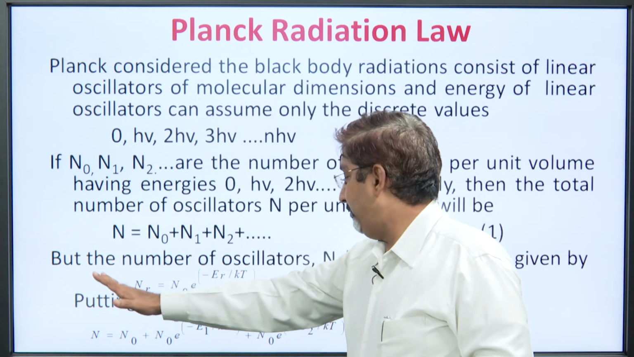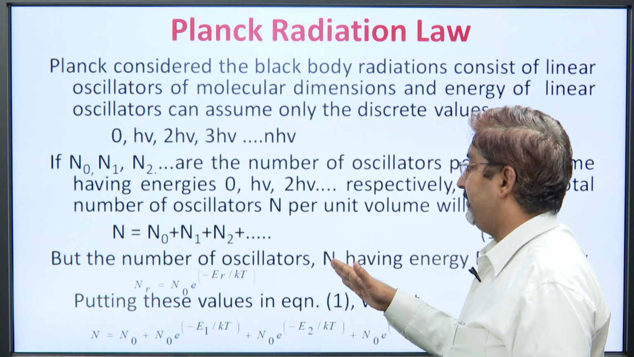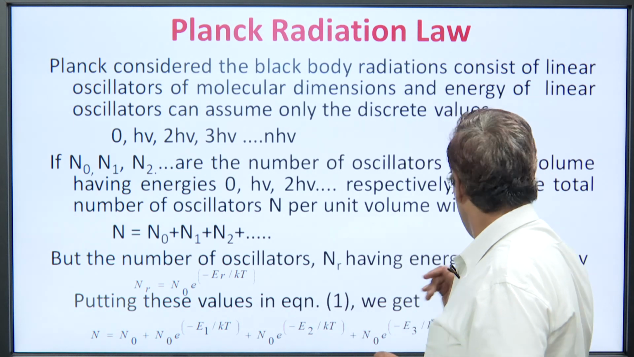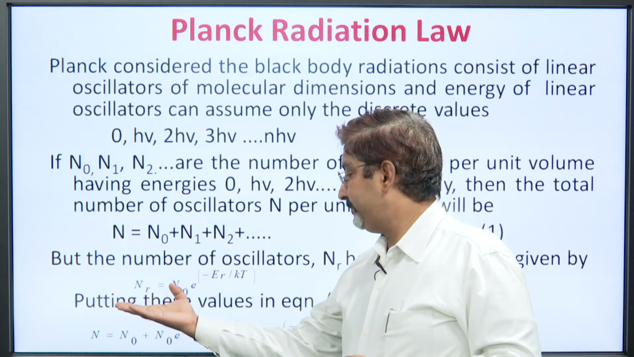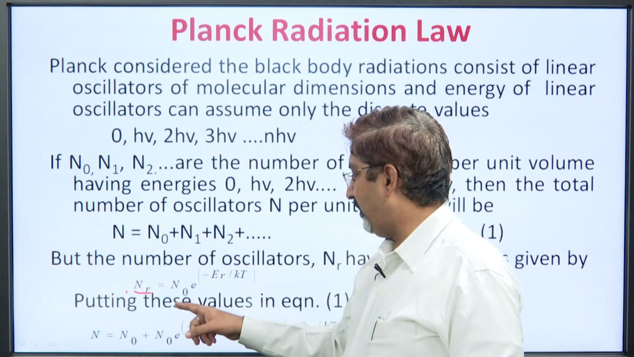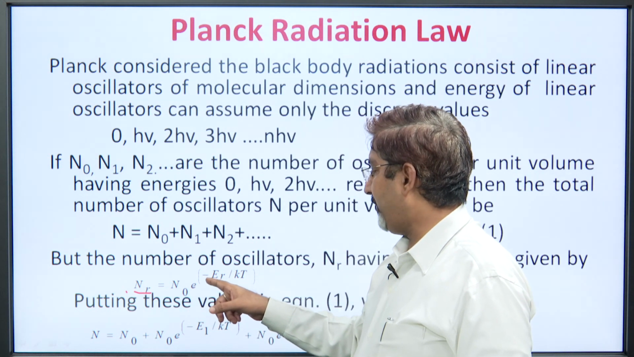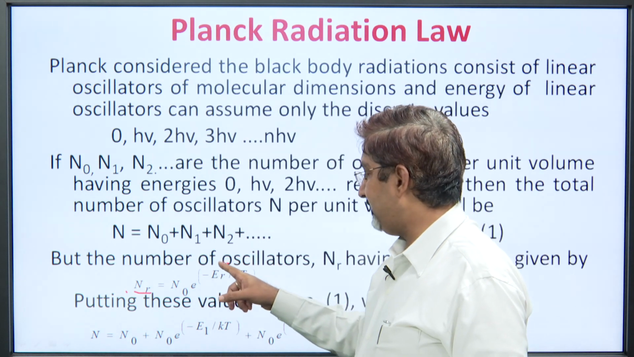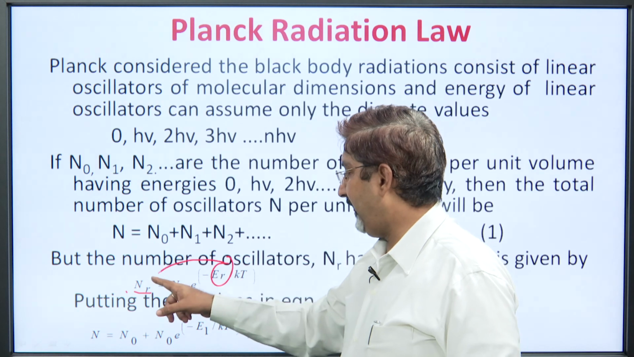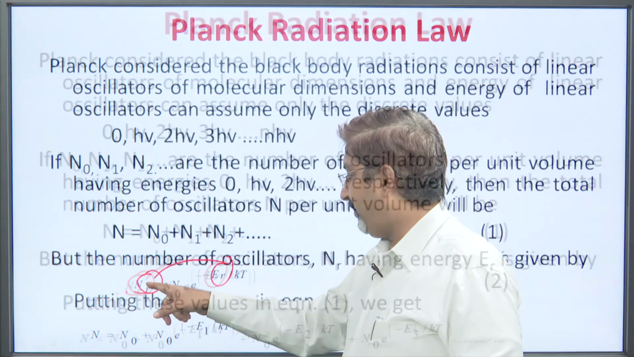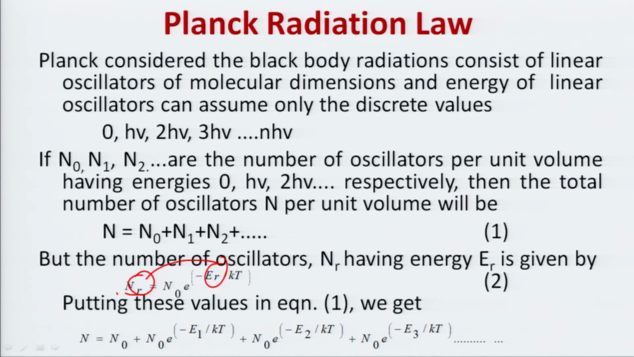But the number of oscillators n_r having any energy E_r is given by this Boltzmann distribution law: n_r is equal to n0 e to the power minus E_r by k T. That means, this E_r and n_r are connected. Number of oscillators n_r for which value? The energy value E_r.